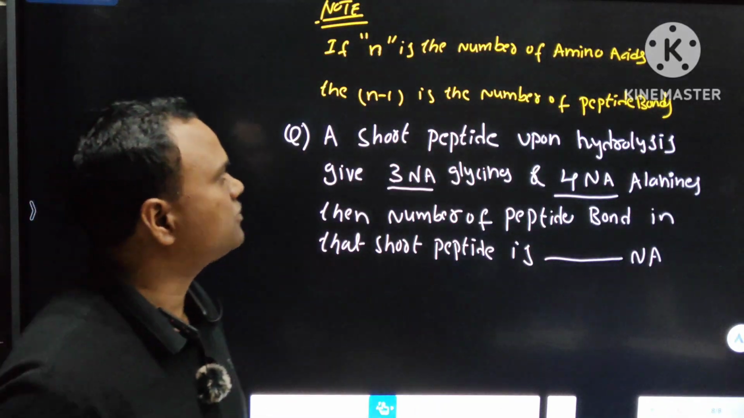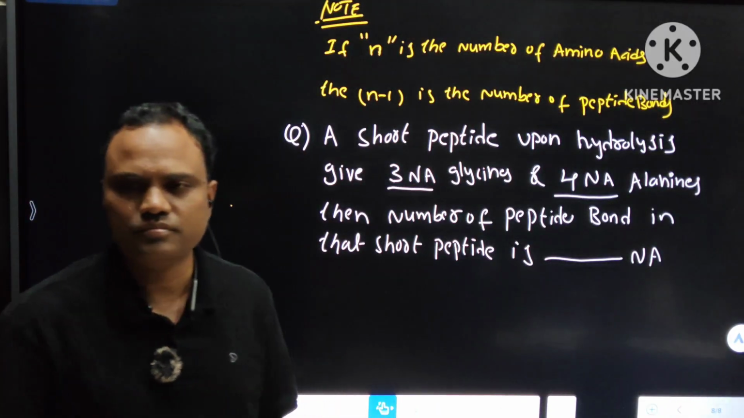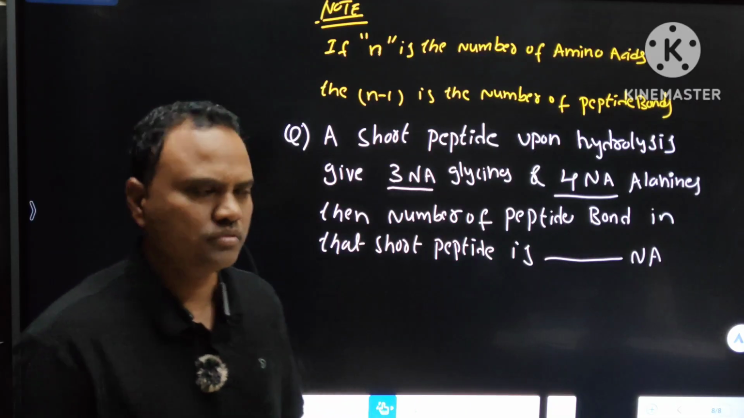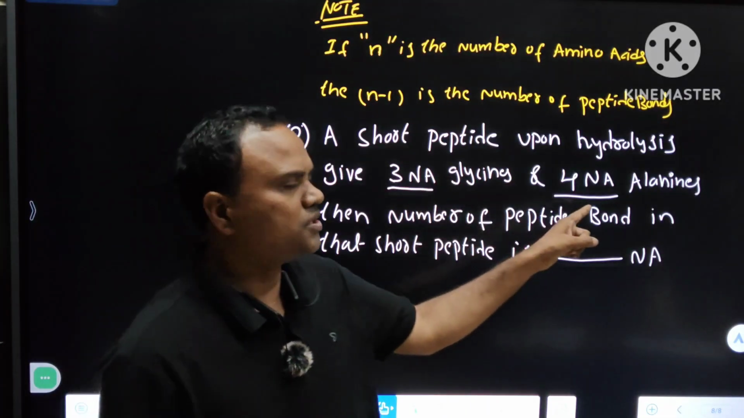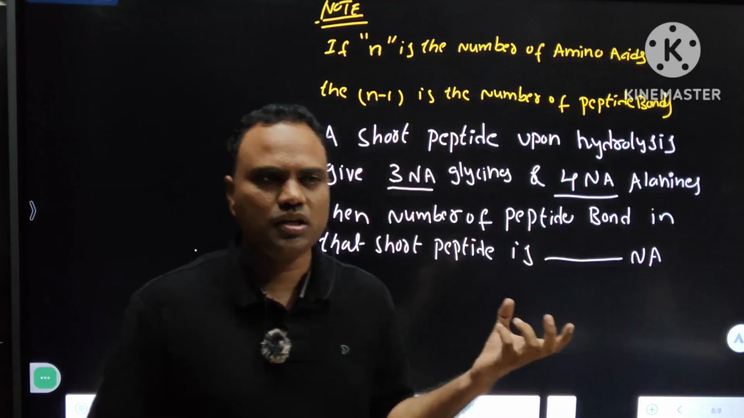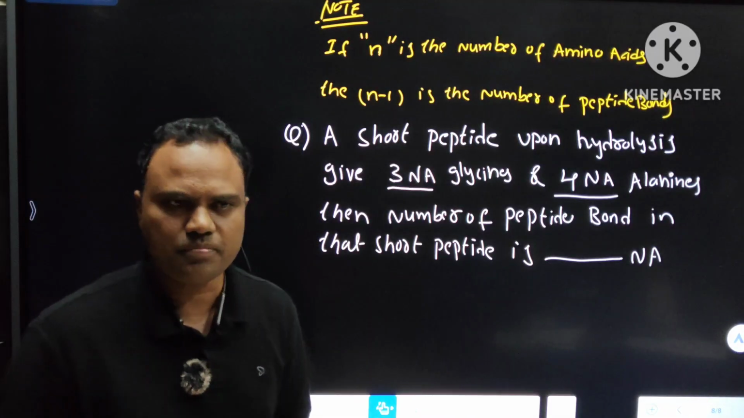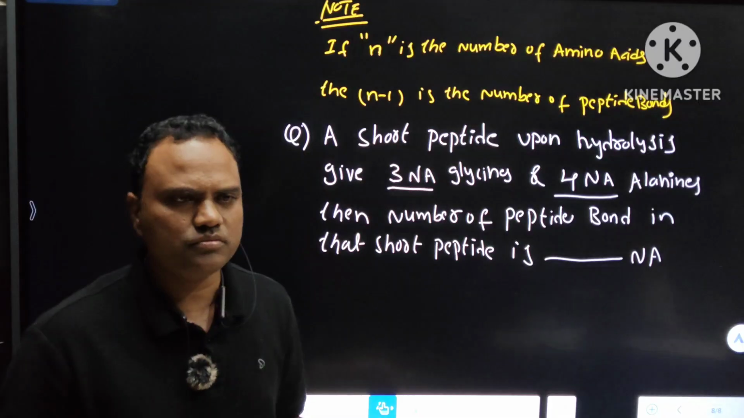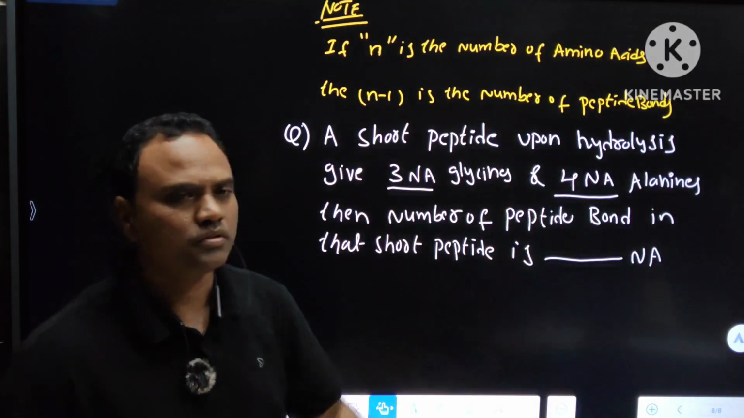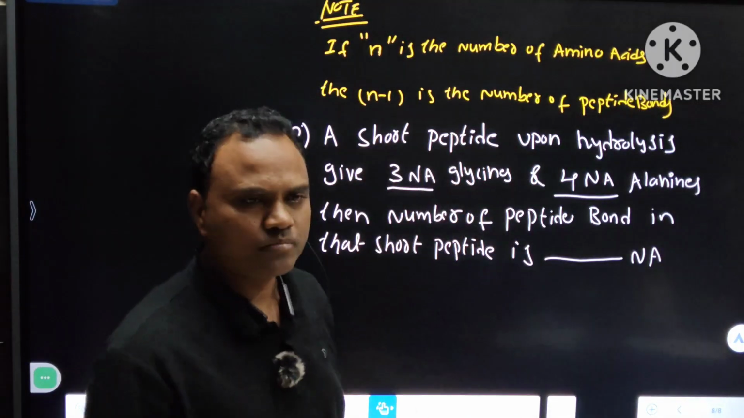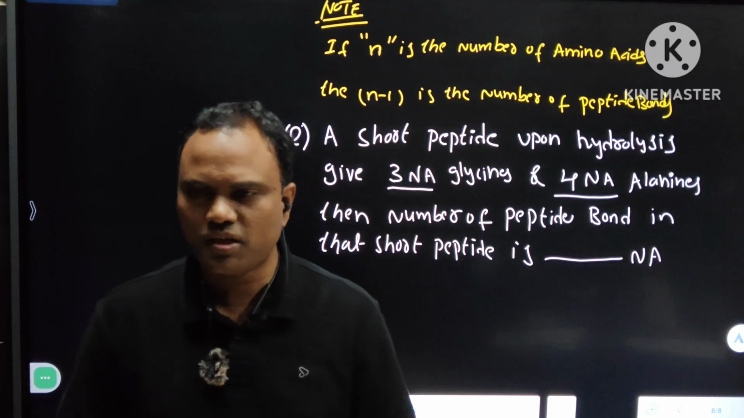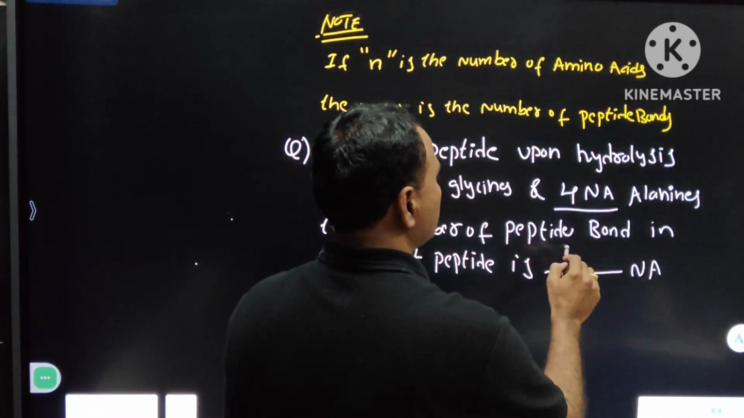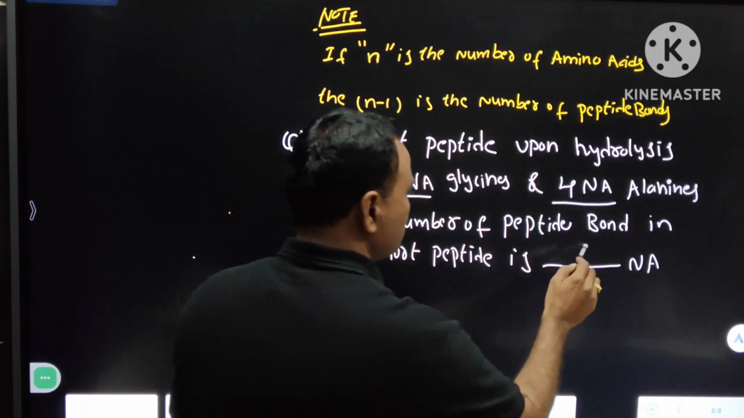Look at that, the hint is there only. 6 NA. Clear? Because 3 plus 4, 7 NA amino acids are present in that. 7 means 6, n minus 1 is the number of peptide bonds. If n is the total number, then n minus 1 is the number of peptide bonds. So the answer is 6 into Avogadro number, 6 NA.